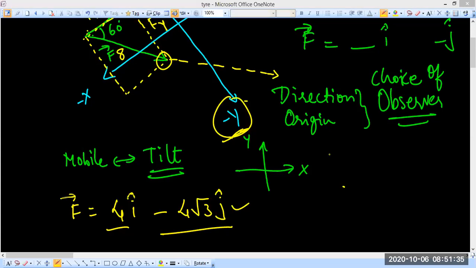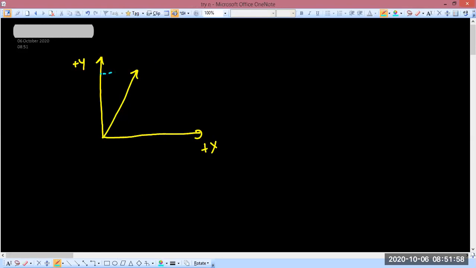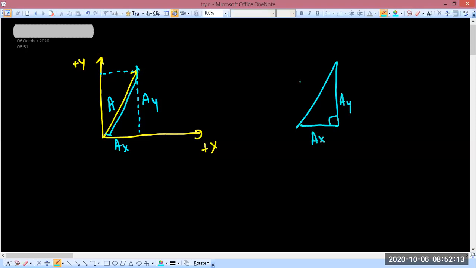Now let's go to one very nice, very simple thing which you are going to love. Suppose there is a vector, right? Let's say like this. Okay, I'm keeping it easy drawing, so I'm writing it in the first quadrant, but this is applicable every time. You don't have to worry about anything. So this is AY and this is AX, agreed? And this is the length A, correct? So if I make a right angle triangle based on that, this length is AX, this length is AY, and this is A.